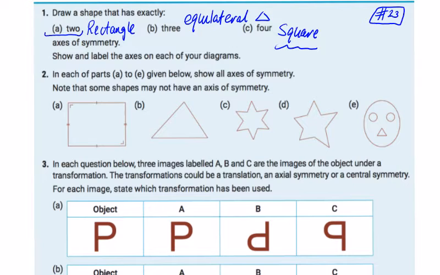So in question 2, you're asked, in each part A to E, to show all the axes of symmetry. So there's a rectangle here, so we have 2, 1, 2. This we will consider to be a scalene triangle, as there's no information given, so we'll say 0 here. The star would have a few. If we come down this way, we'd be able to divide the star in half, vertex to vertex. There's another one. There's another one. 3 going that way. In this guy, there could be 1 here.